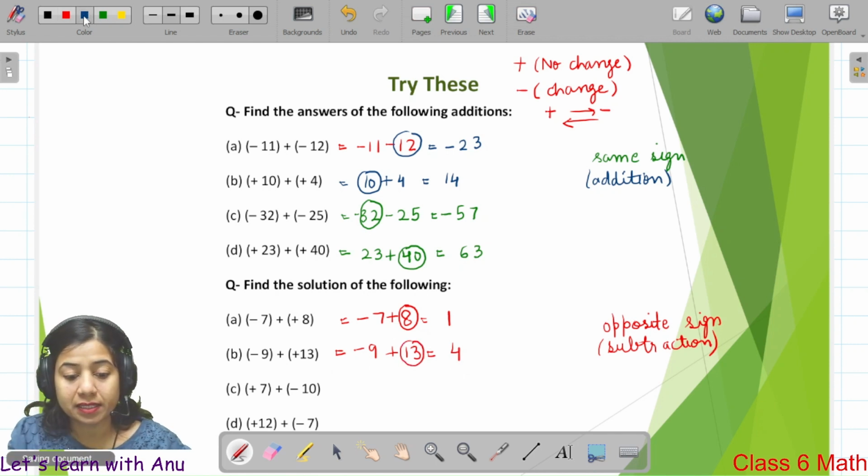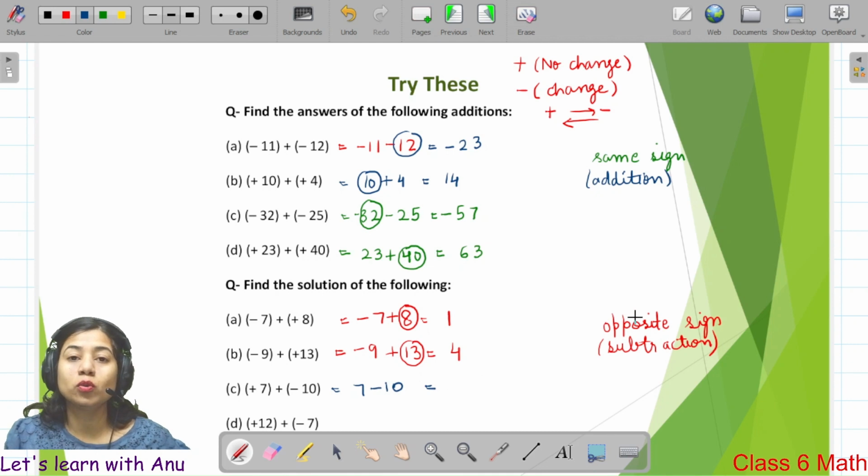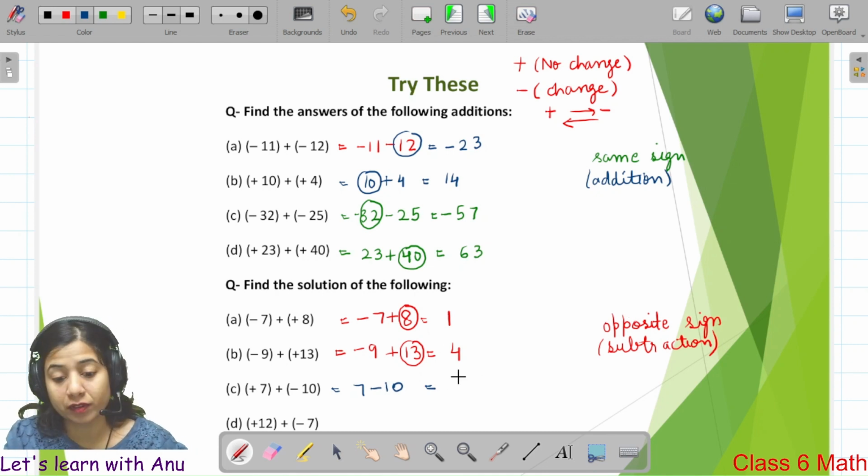Then C part is 7 and minus 10. Again, opposite signs, so subtraction is happening. 10 minus 7, that's 3. The sign will come off the bigger integer, that is 10, so it's minus, so it's minus 3.